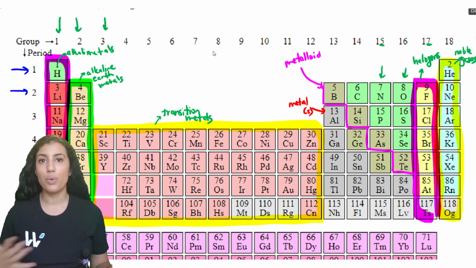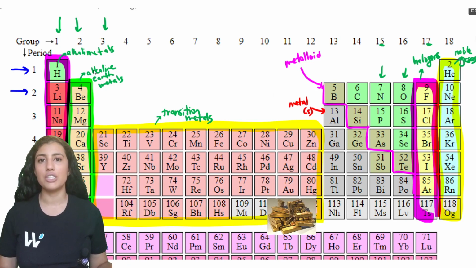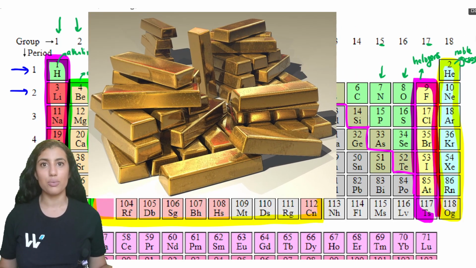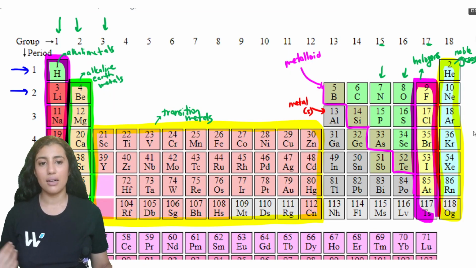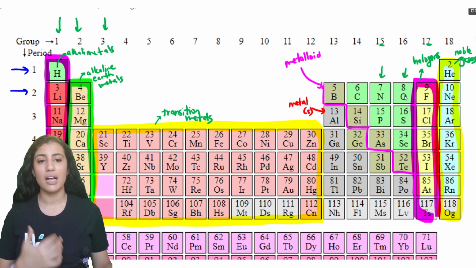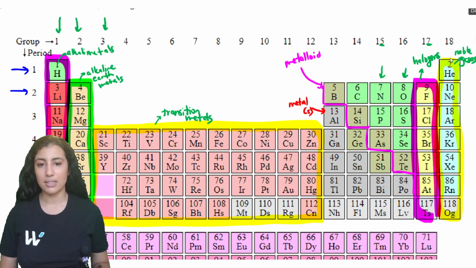Another difference is the way that they look. Metals can be very shiny. If we think about gold down here, we think it's very shiny. It's a really nice metal. Whereas non-metals are not shiny. So we think of more things like gases. We have nitrogen gas, oxygen gas, chlorine gas, a lot more things like that instead.